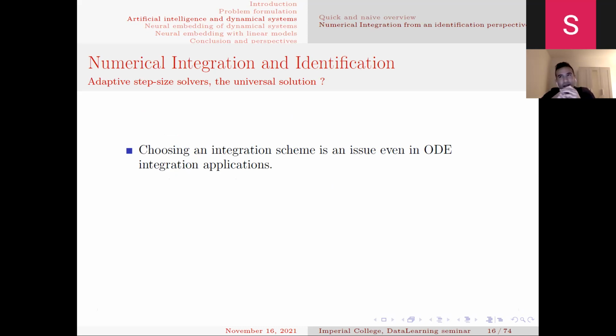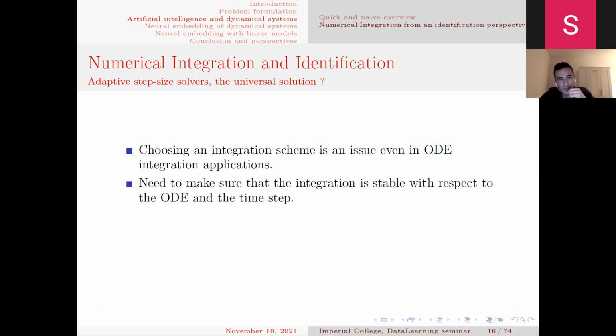and especially it's not simple to choose an integration scheme even for applications for which the ODE is known. For instance, we need to make sure that the integration scheme is stable with respect to the ODEs, with respect to the timescales of the ODE, and with respect to the integration time step. And what we do in practice is that we call odeint from the NumPy and SciPy packages. And what happens there is that we give our differential equation and we give a temporal sampling. We do not even give the integration time step because the integration time step is computed automatically.